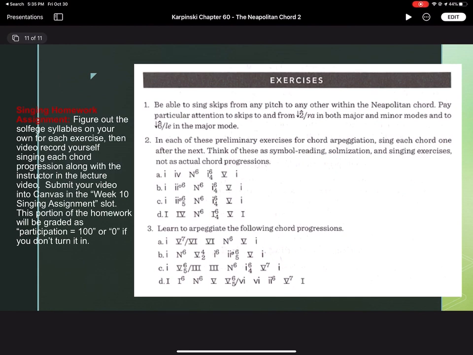Three B. The bottom chord is do, the syllable of it. Neapolitan 6 is fa, 5 for 2, fa, 1 6/4, me, 2 half diminished 6 5 is fa, 5 so, 1 and do. Do it again. Do, fa, fa, me, fa, so, do.